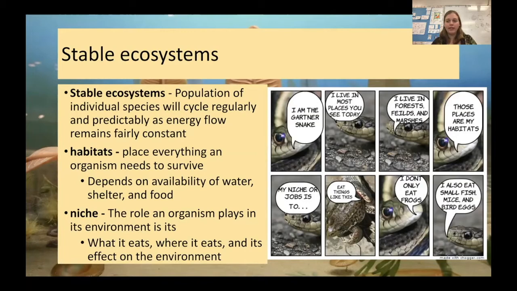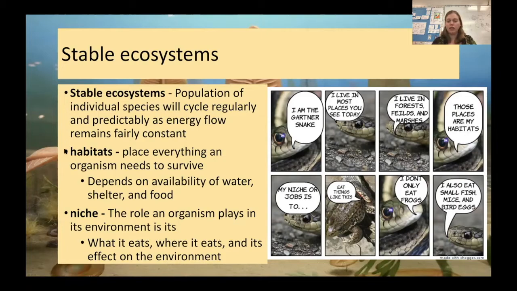We get stable ecosystems when the populations of the species living in that ecosystem cycle in a predictable manner. So you can think about a population increasing when there is a lot of food to support that population. As that population grows, that food is going to get diminished. And once you're out of food, that population is going to crash. There's just not enough to support all those individuals. And so we get this increase and decrease in population numbers according to how much food there is available.